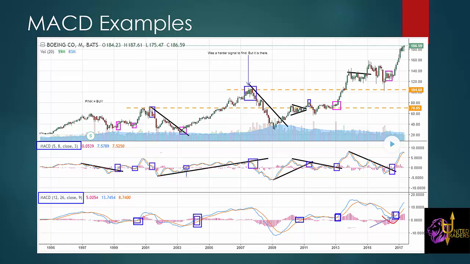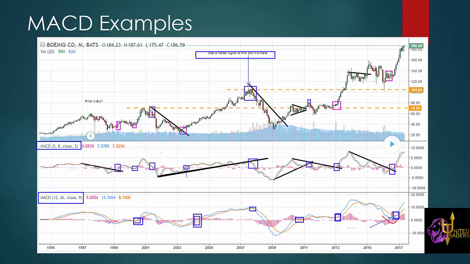Here we have a break of a trend line, followed by a signal crossing right here. I haven't really talked about that much, but you have a break of a trend line. We move lower. It's a harder signal to find, but it's there.